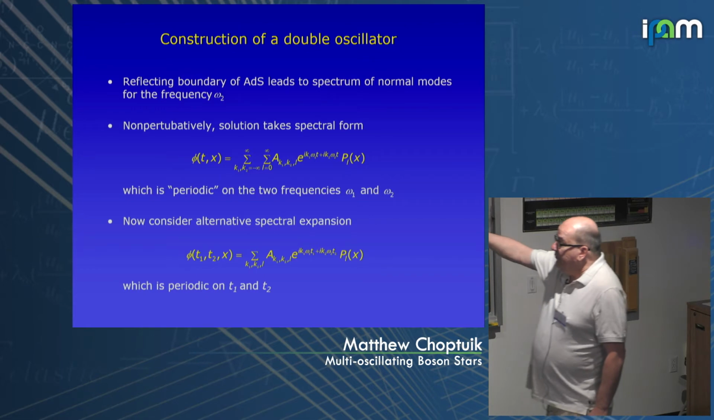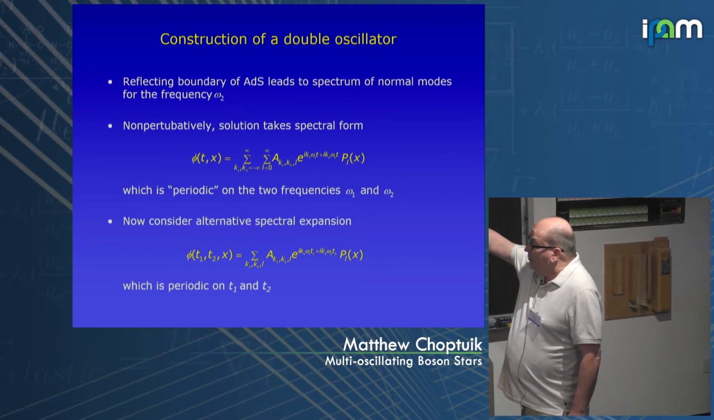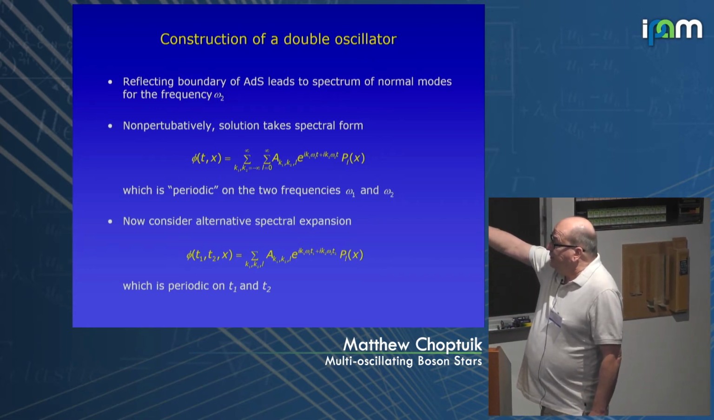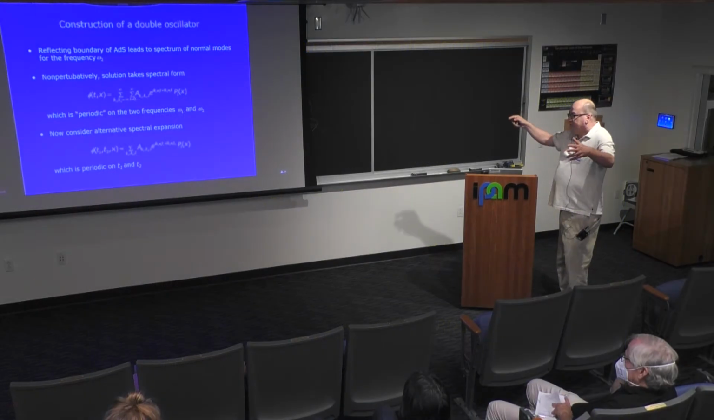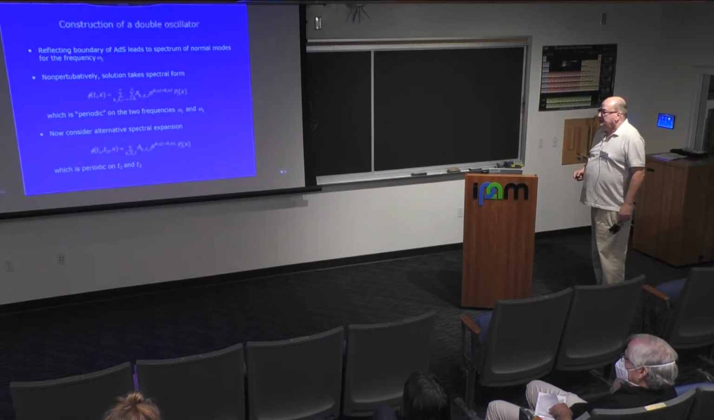So the reflecting boundary of AdS gives us a whole spectrum of normal modes for the frequency omega 2. And non-perturbatively, the solution takes this spectral form, that phi of t and x is again equal to this double sum of a, depending on k1, k2, and l. Again, we've got some orthonormal functions P_l of x, and then e to the i k1 omega 1 t plus i k2 omega 2 t. So that's periodic on the two frequencies, omega 1 and omega 2. The periodic is in quotes because it's not a simple periodicity.